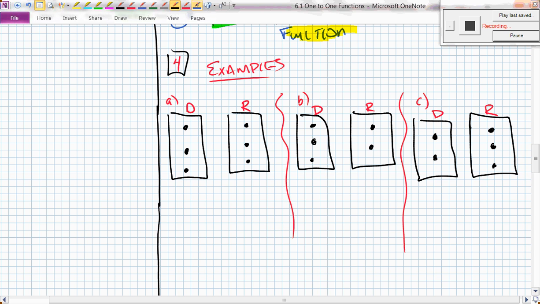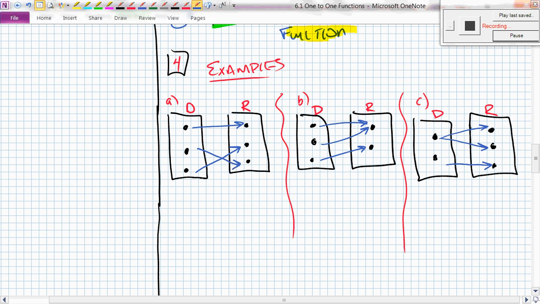Alright, and here's how the pictures go. In picture A, you've got this, this, and this. That's picture A. Picture B, you've got this. That one goes there. That one goes there. That one goes there. And then picture C, you have this. That one goes there. That one goes there. And that one goes there.